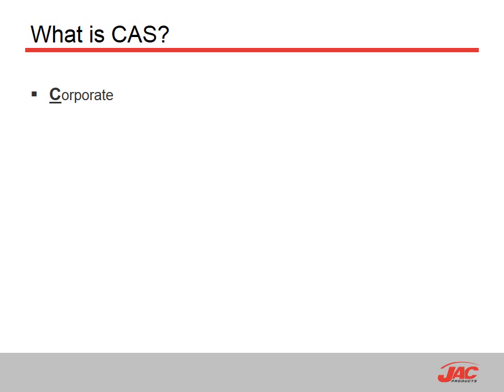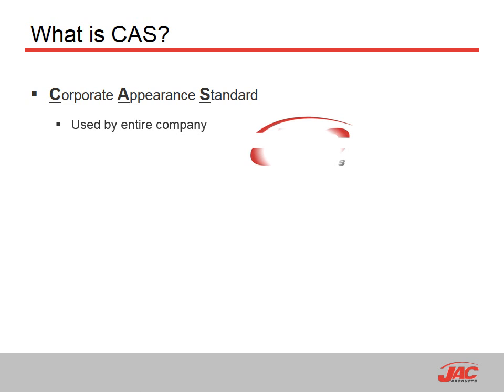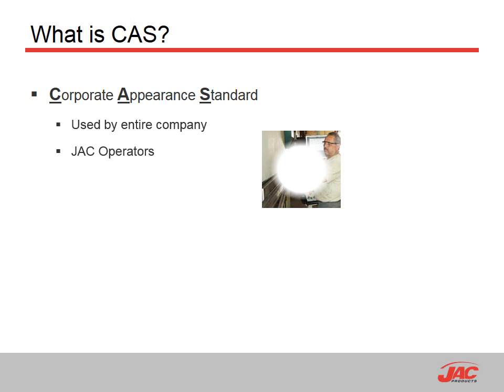CAS stands for Corporate Appearance Standard. It is used by the entire JAC company, so whether you're at Saline, Shelby, or Franklin, we all use the same standards. JAC operators use the CAS to determine if parts they are building are acceptable to the customer standards.